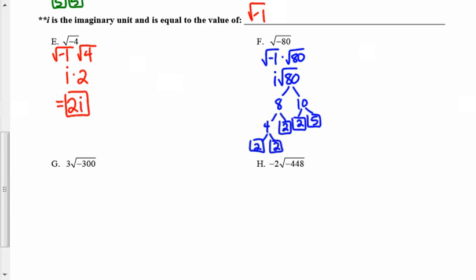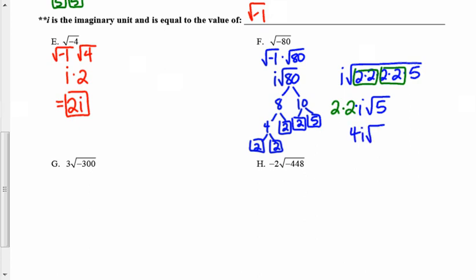So when I rewrite, I have an i on the outside. And then I have 2 times 2 times 2 times 2 times 5. Same rules apply as above. Look for any pairs that you have. Put those out in front. So I have two pairs of 2. I have an i out in front as well. And I have a 5 under the square root. If I do 2 times 2 times i, that gives me 4i square root 5.